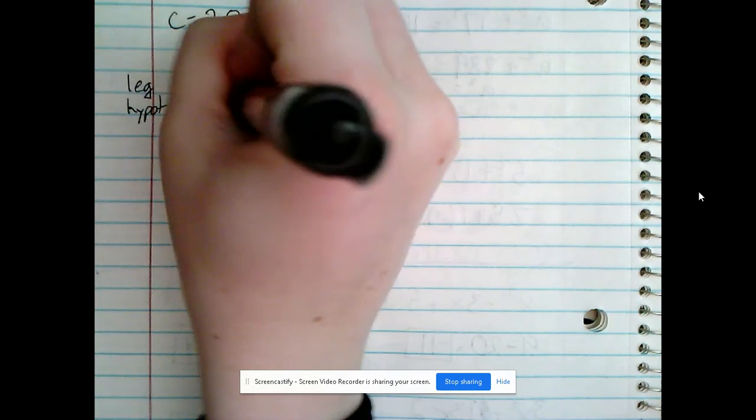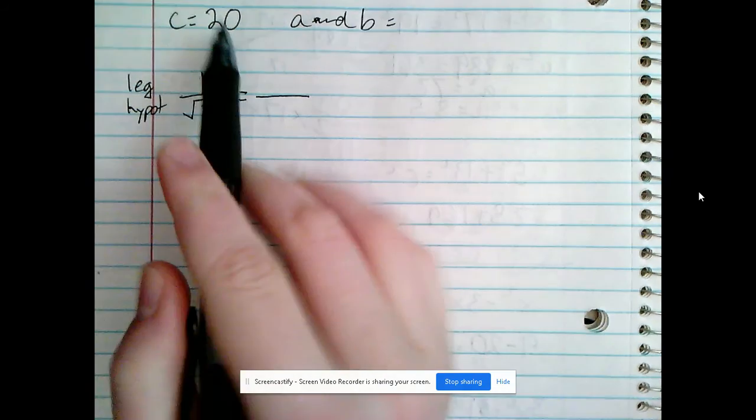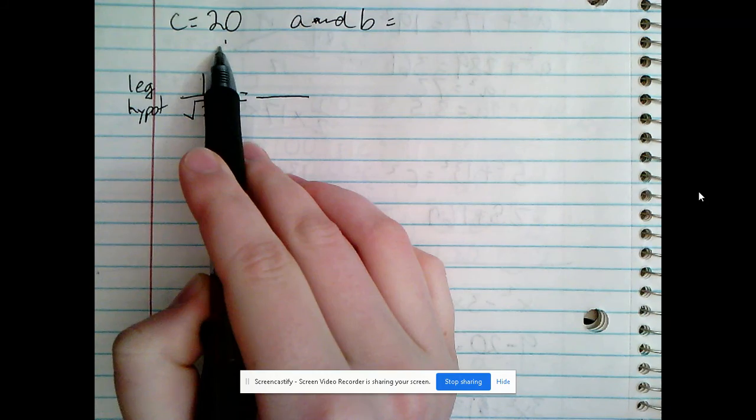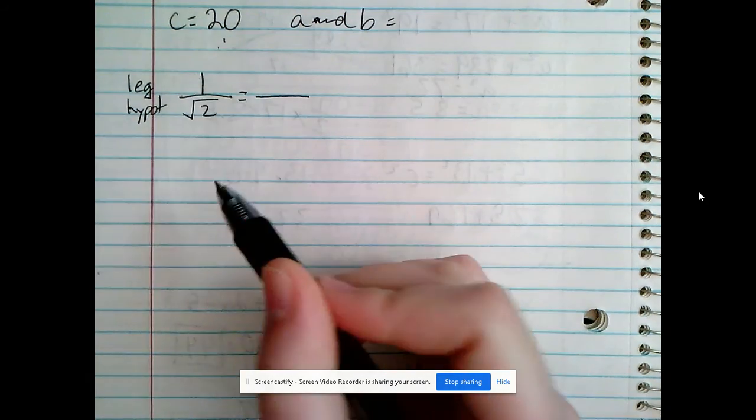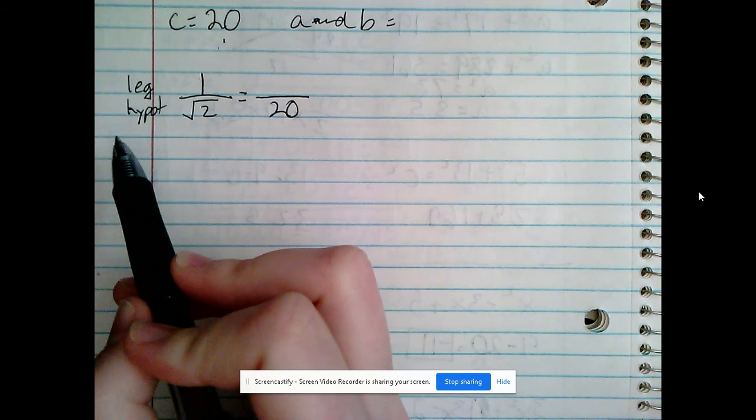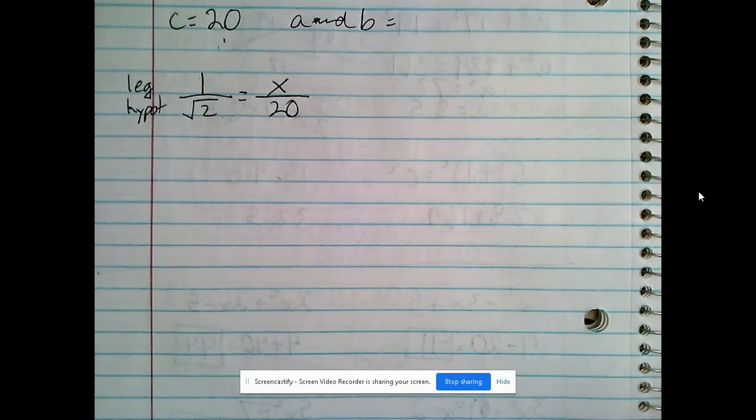So now we're going to set it equal to our known side length, which is 20, and it's on the bottom because it's our hypotenuse. And we're going to just put an X so that we can keep our place and know what letter we're solving for. Okay? So now we're going to cross multiply and divide.